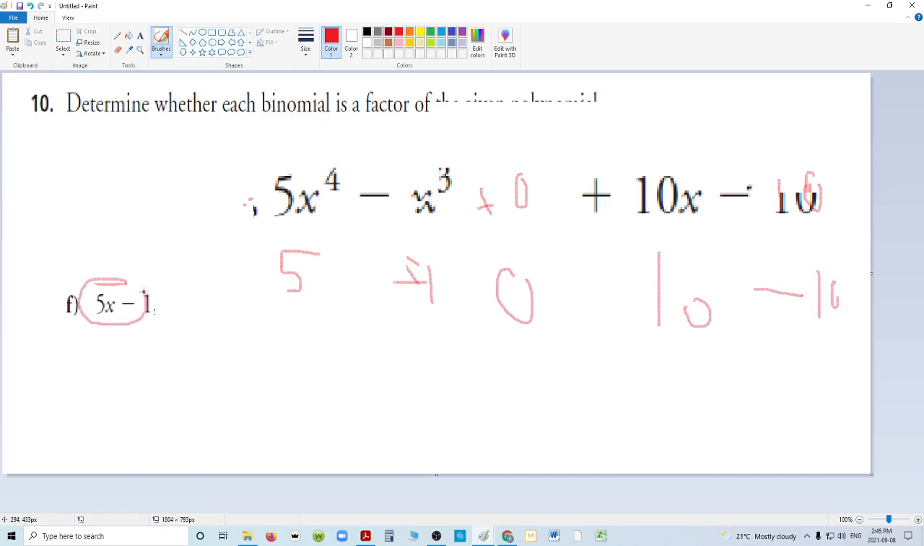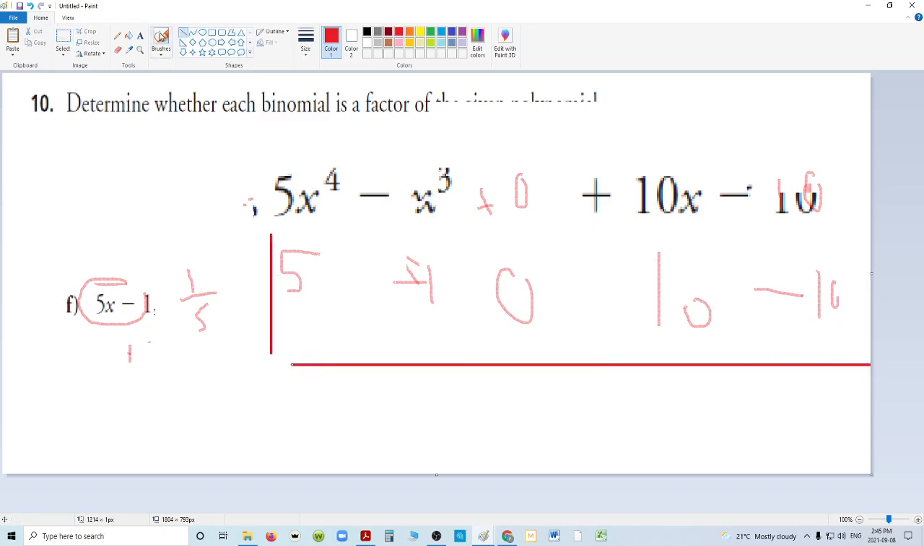And what root is this? It's plus 1/5. So we're trying to multiply everything by 1/5, and we're going to bring the numbers down. We start with 5. 5 times 1/5 is 1. So I put 1 here. Minus 1, that's what it was here. Plus 1 is 0. 1/5 times 0 is 0.